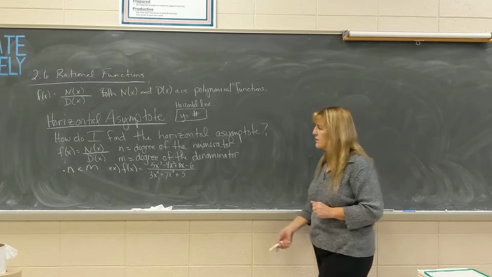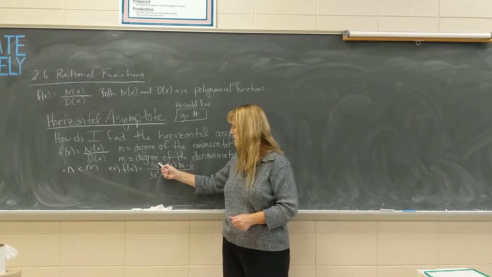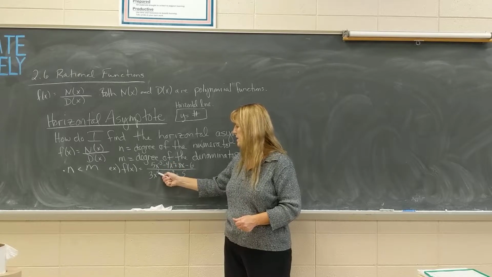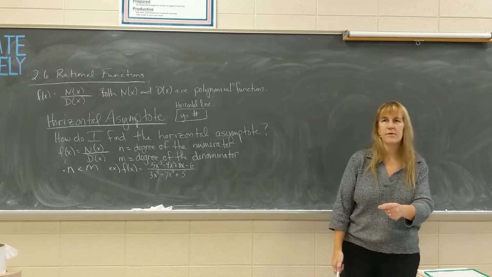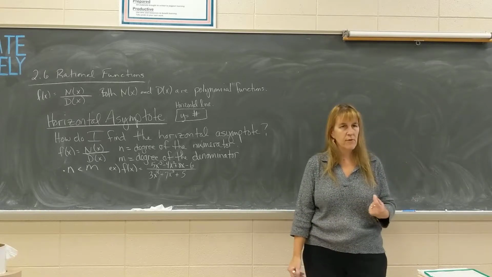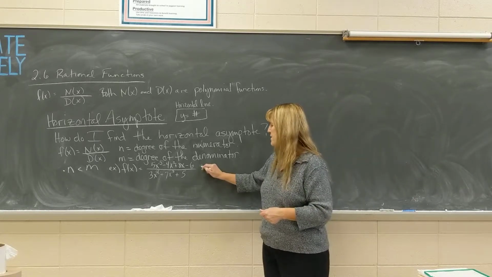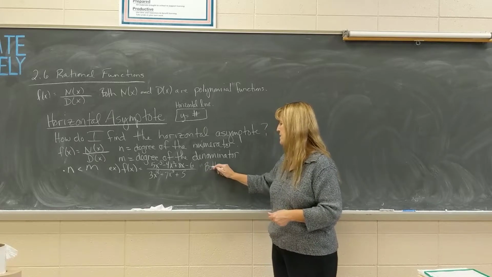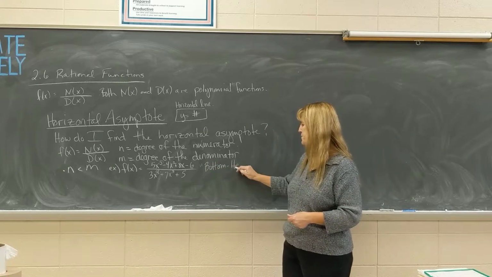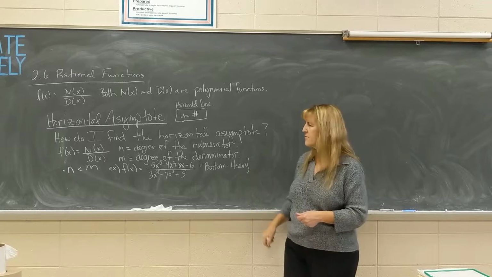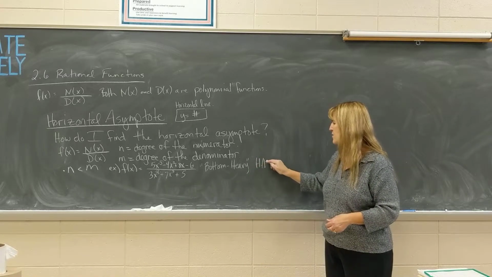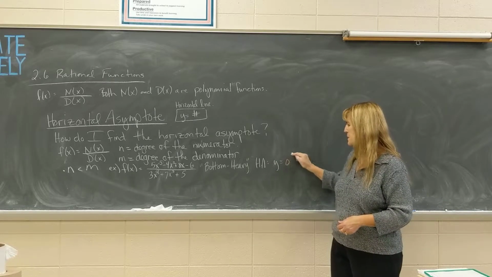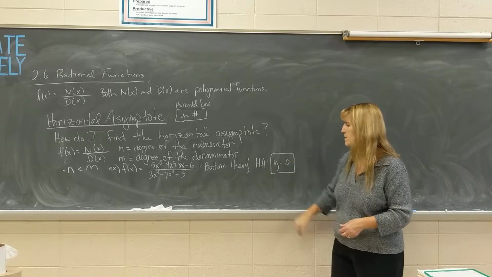Okay, so I want you to compare the 3 to the 4. This top 3, that 4 right there. The degree of the numerator is a 3. The degree of the denominator is a 4. I happen to call this bottom heavy. And if a rational function is bottom heavy, then the horizontal asymptote is always the same. It's always y equals 0.